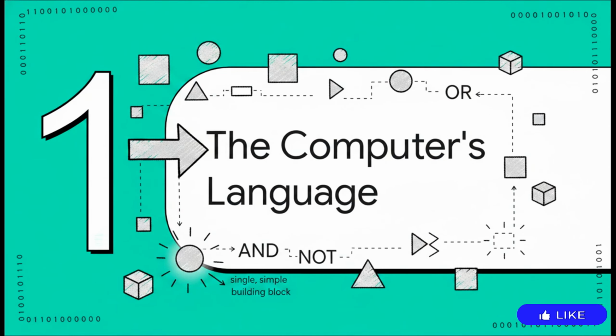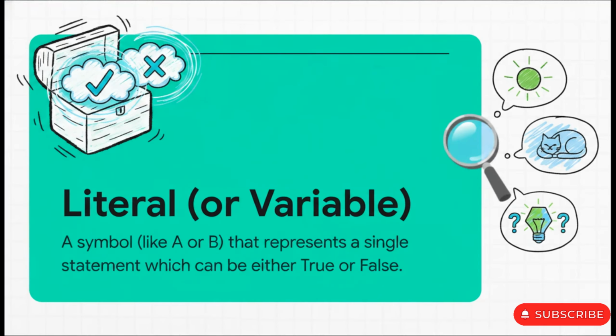And just like any new language, we've got to start with the alphabet. So let's dive in and look at the most fundamental letter, the absolute basic building block. This little guy is called a literal or a variable. The best way to think of it is like a light switch. It can only be on or off, true or false. A statement like, "It is sunny," works perfectly. "The cat is asleep?" Yep, that works too. But something vague like, "It's kinda nice out." Nope, a computer can't do anything with kinda.